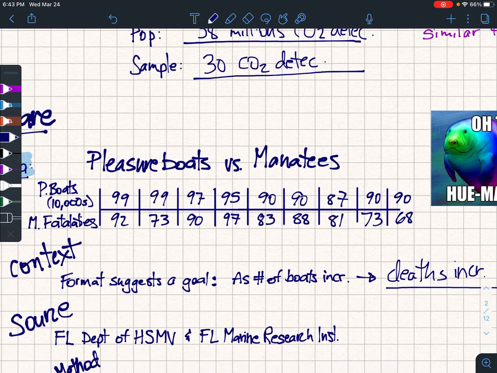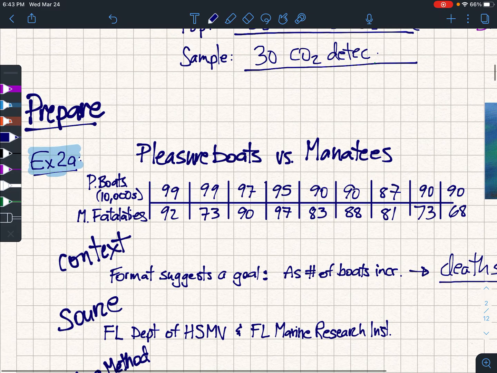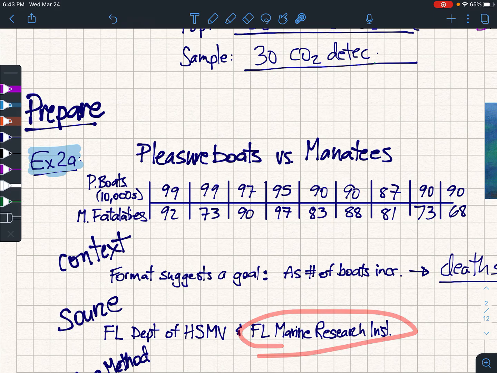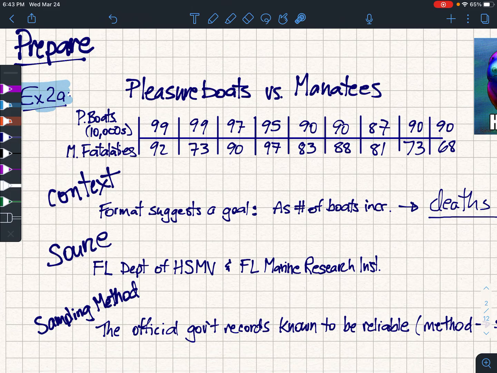We would have to bear that out, look at the data. Well, before we jump to conclusions, we'd better check our sources. Like, where did we get these numbers from? Well, if you read the example in the book, it says this is from the Florida Department of Motor Vehicles and the Florida Marine Research Institute. And I'm guessing the motor vehicle one gave us the pleasure boats and the Marine Institute gave us the fatalities.